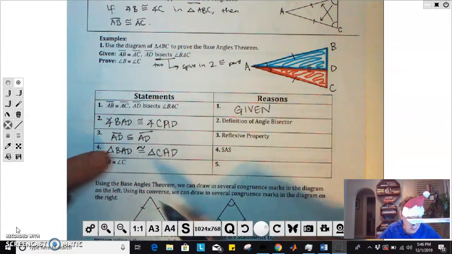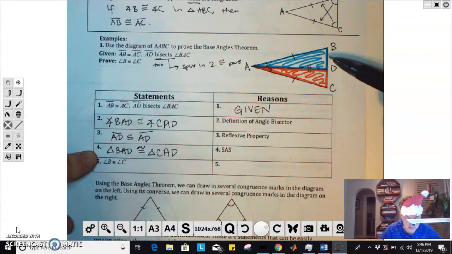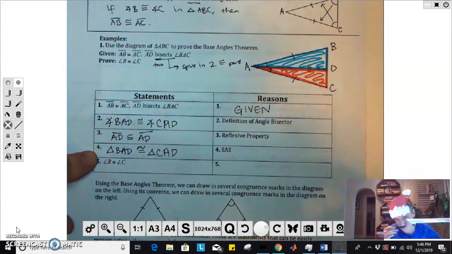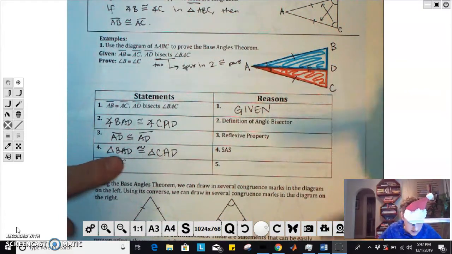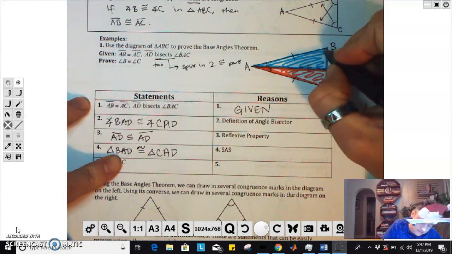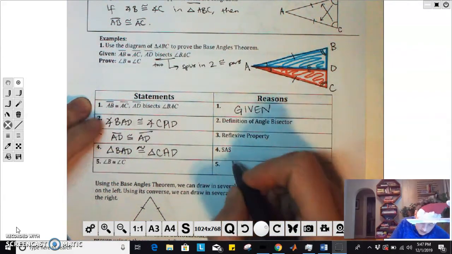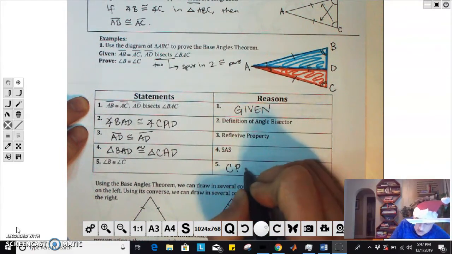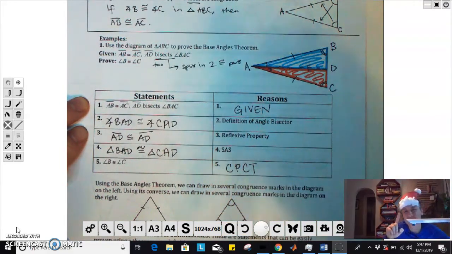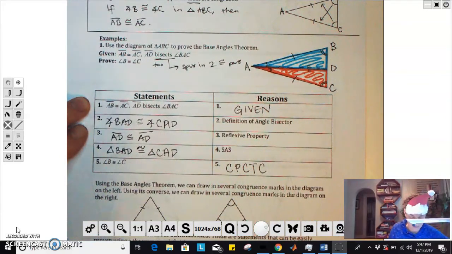Well, if we look back at our congruent statement and we check out our order, also we look in our diagram to make sure, smell check, make sure it makes sense. B is the first letter, C is the first letter. These guys are definitely corresponding parts of these congruent triangles. These are corresponding parts of congruent triangles, which are what? Congruent. CPCTC. So now we know absolutely 100% for sure that the base angles theorem is true.